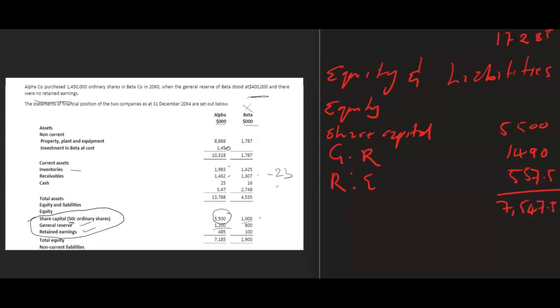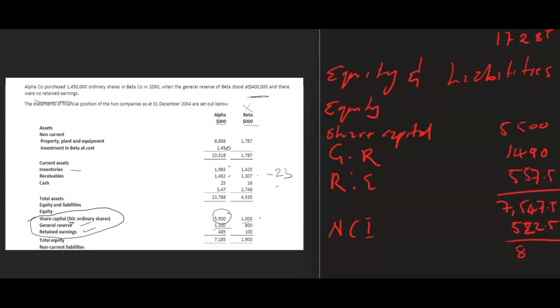7,547.5. Okay, so we are done on the equity side, but then we should add the value of non-controlling interest to calculate the total equity. So what was the value of non-controlling interest? I'm sure we had calculated it also. Non-controlling interest, it was 522.5. All right, let's add that together.